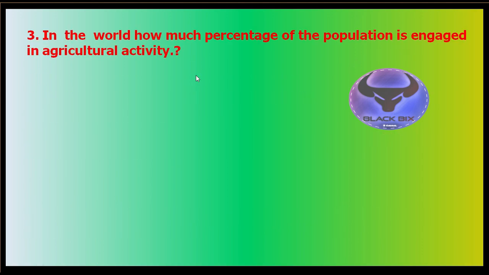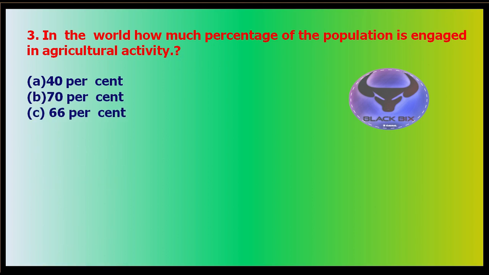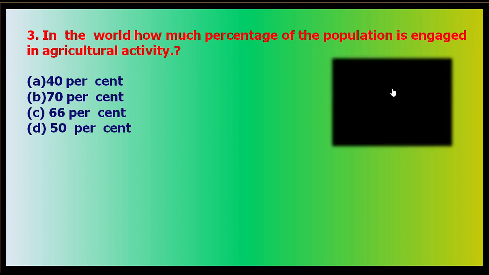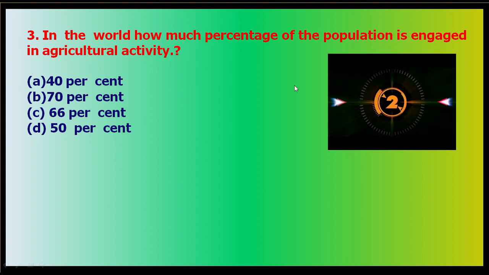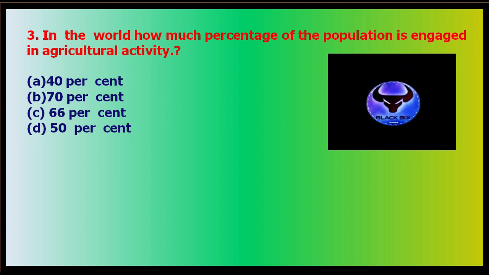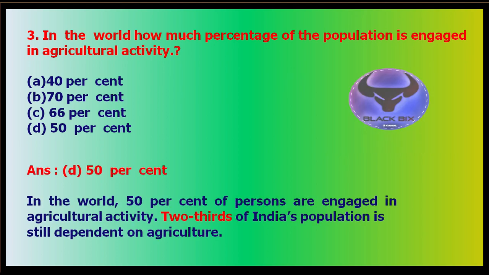Question number 3 is, in the world, how much percentage of the population is engaged in agricultural activities? Options are 40%, 70%, 66%, or 50%. How much of the population depends on agriculture? Your time starts now. So the correct answer is 50%. In the world, 50% of people are engaged in agricultural activity, and in our country, India, two thirds of the population is engaged in agriculture for their livelihood. It's around 66%. Moving to question number 4.